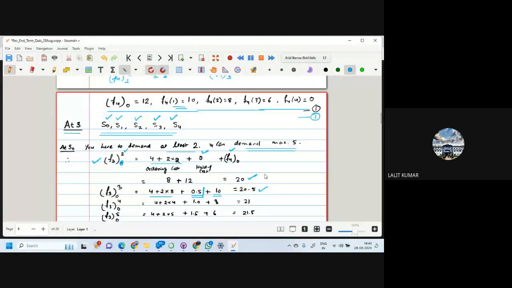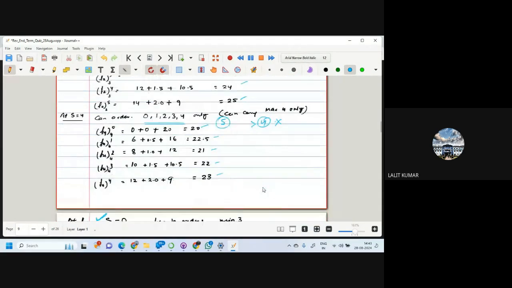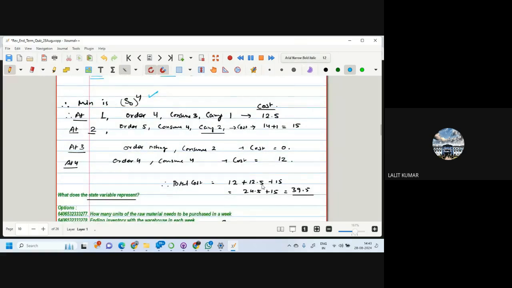So this is how the Bellman equation is solved and how it is interpreted. The interpretation also I have given, so you can go through this. Any question for this?